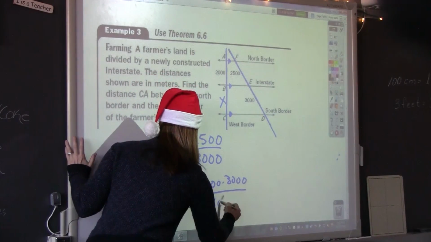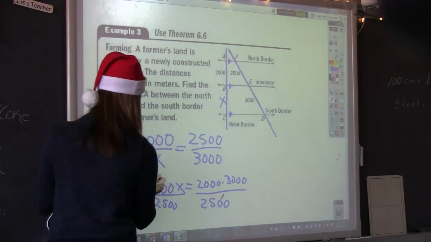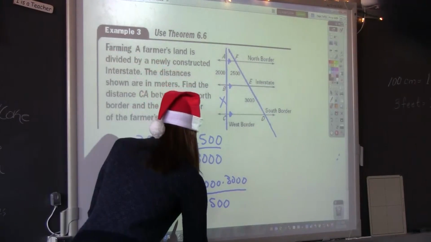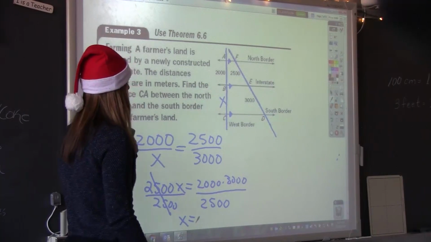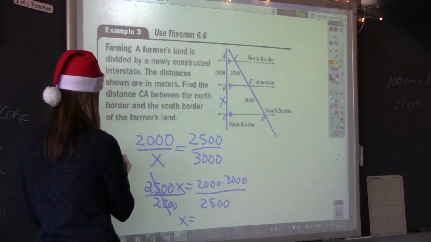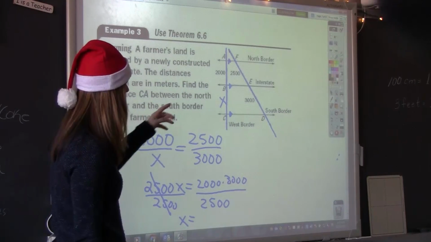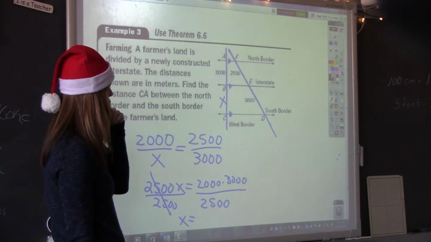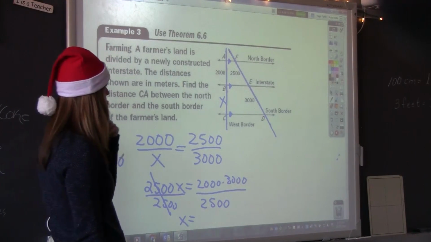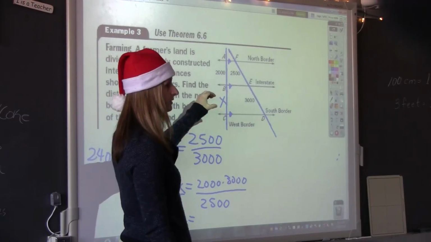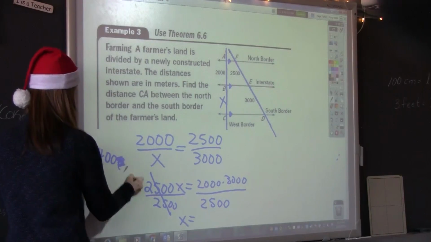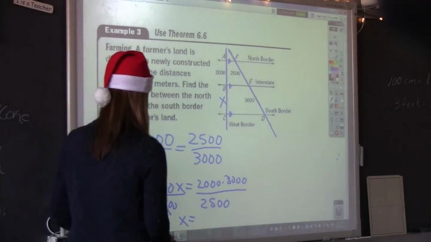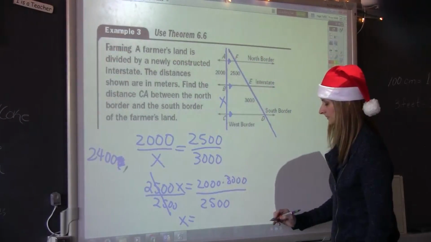If I was doing this without you guys, I wouldn't be using all these zeros, but whatever. 6 million divided by 2,500 is 24,000. And just looking at the other numbers, I don't think that's going to have the same ratio. Oh, okay, it's 2,400. That totally makes sense.